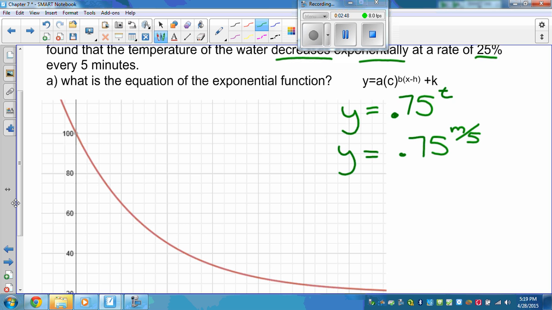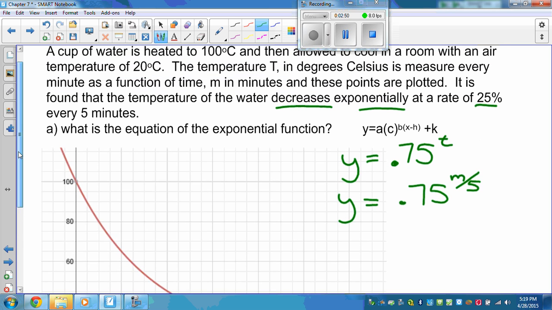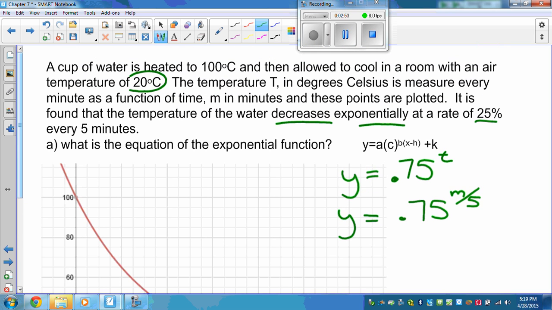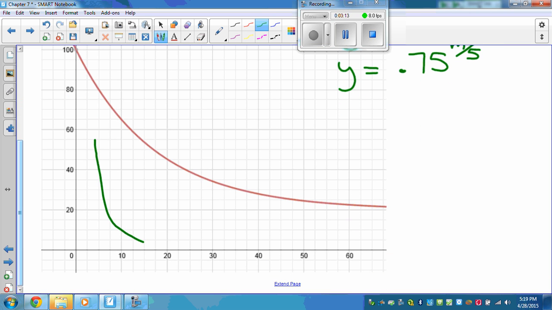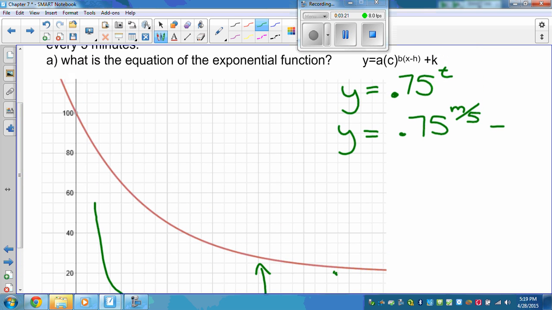Another piece of information that we know is that we are in a room temperature of 20. So the temperature isn't going to go down to 0. It is going to stop at 20. So you can kind of see there's a line at 20 there, like a horizontal asymptote. That is going to give me my vertical translation. It's like you took a normal exponential graph and it has moved up 20 units. So we're going to go plus 20.